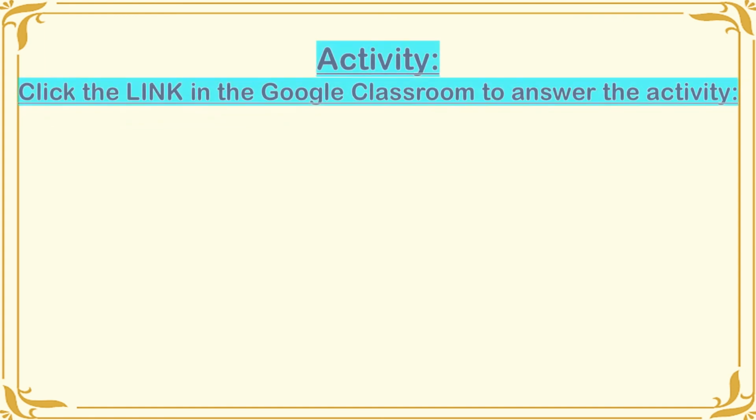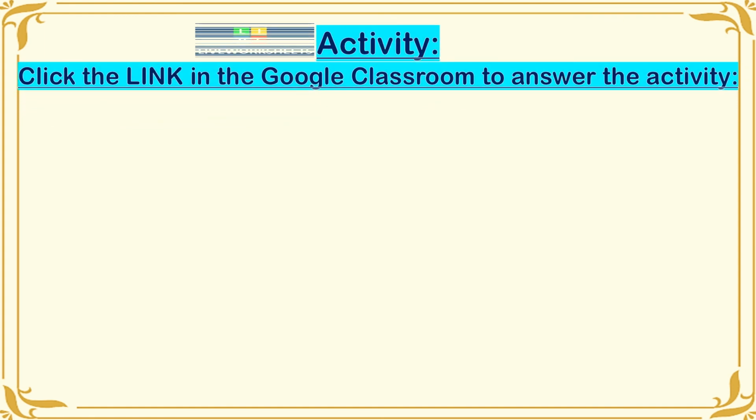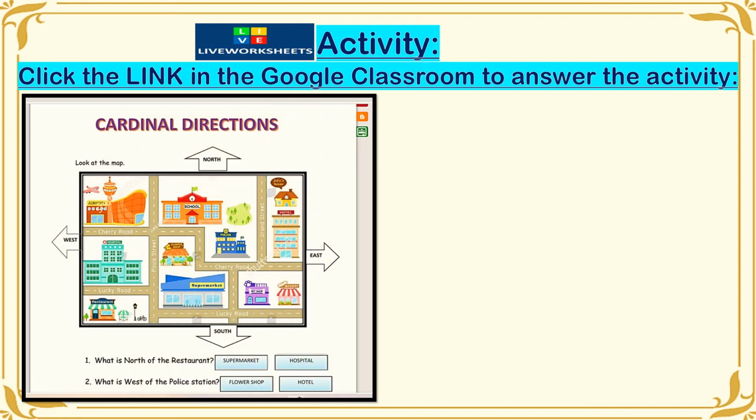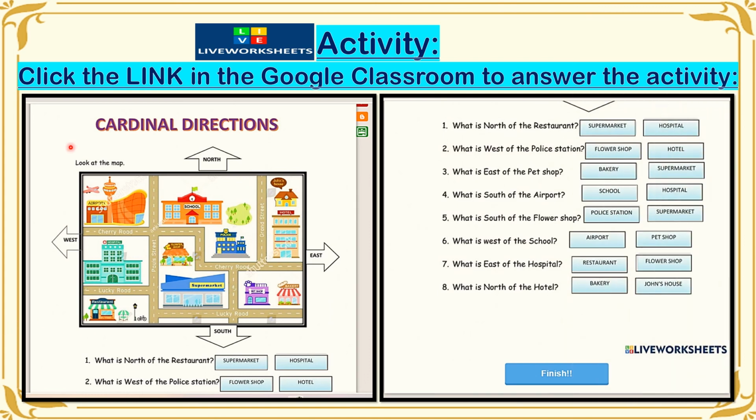Class, for your activity, please click the link in the Google Classroom to answer. This is how it looks. First, you are going to look at this map and then look at the questions, and you are given two choices. Click the choice that you have made. After you finish answering numbers 1 to 8, please click finish and click check my answers, screenshot your scores, and upload in the social studies album in your LINE group. Good luck!